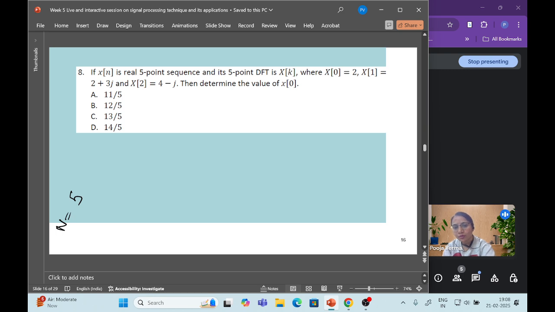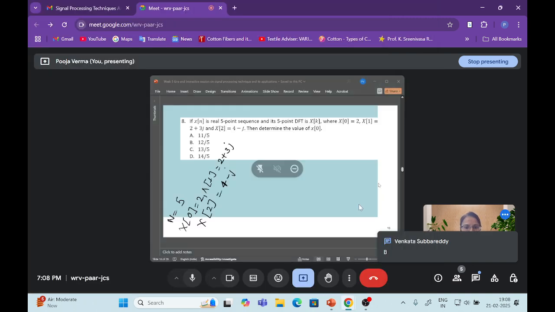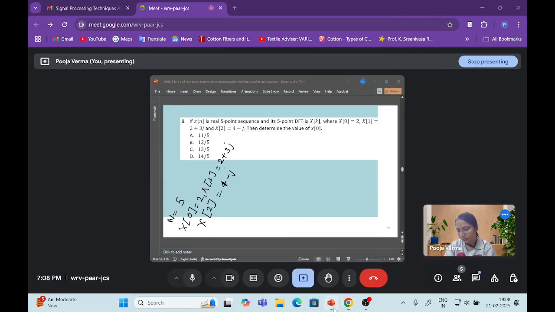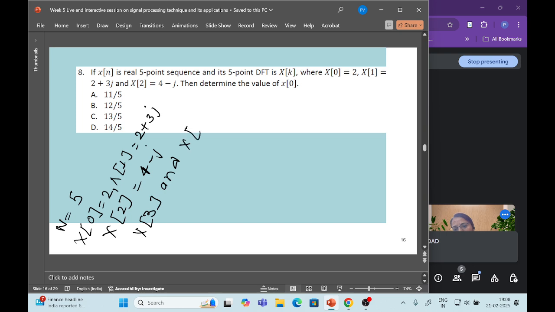X of 0 is given, that is 2. X of 1 is given, that is 2 plus 3j. X of 2 is given, 4 minus j. Now it is 5 points: 0, 1, 2, 3, 4, and at the places of 3 and 4 the values are left, right? Yeah, correct. So now we need to calculate x of 3 and x of 4 in order to recover this signal.